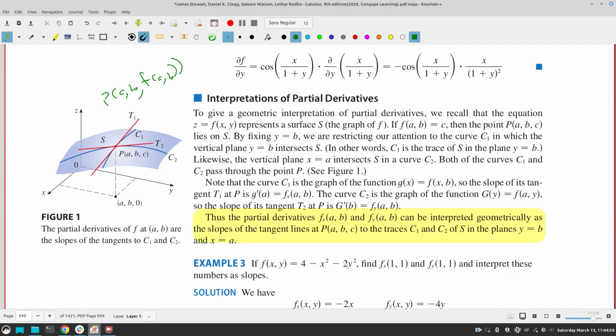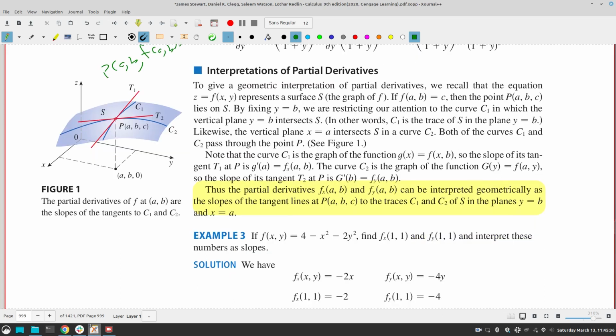So basically, what they're doing here is setting the curve C1 equal to the intersection of the plane x equals a and the surface, and the curve C2 is the intersection of the plane y equals b with the surface. The partial derivatives give us the slopes of the tangents at these points. The tangent to C1 is T1 and the tangent to C2 is T2.